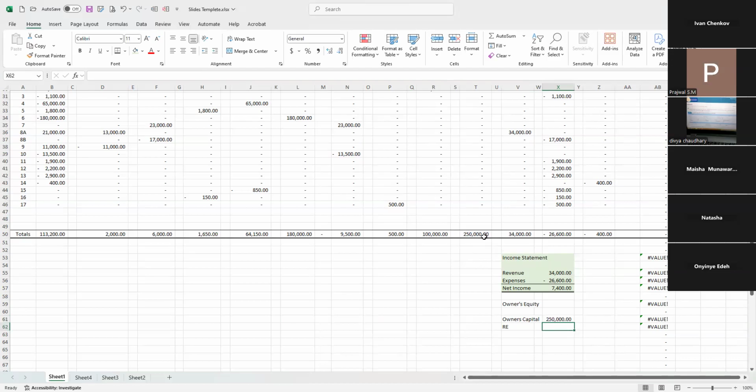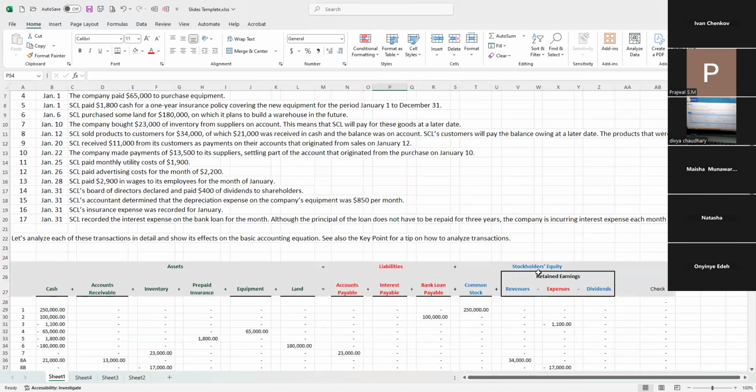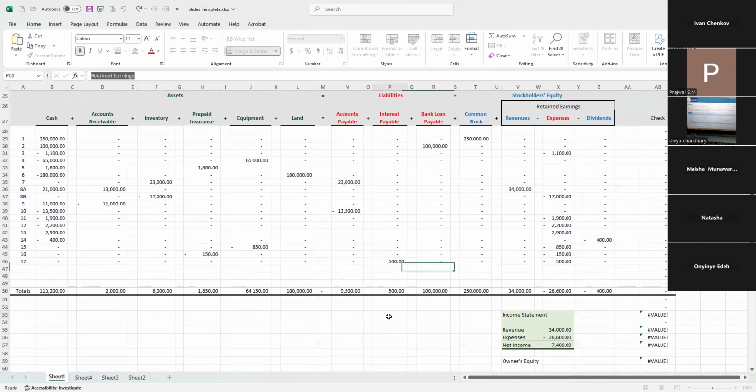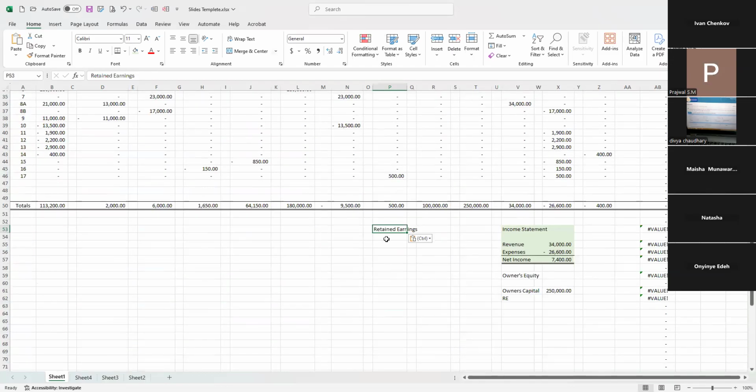How much is the owner's capital? 250,000. Now, how much are the retained earnings? Well, for that one, we need a separate calculation, right? On the retained earnings, let's get the opening retained earnings and do the calculation. We need the beginning balance. How much was it? First year of operation, so zero, because it's new. There's nothing.